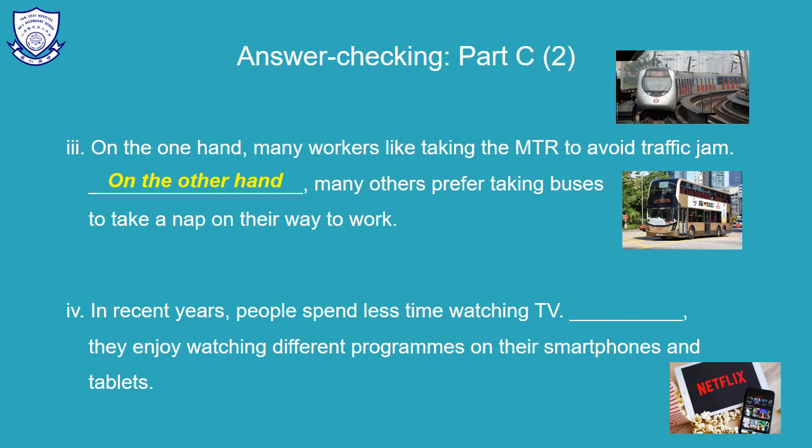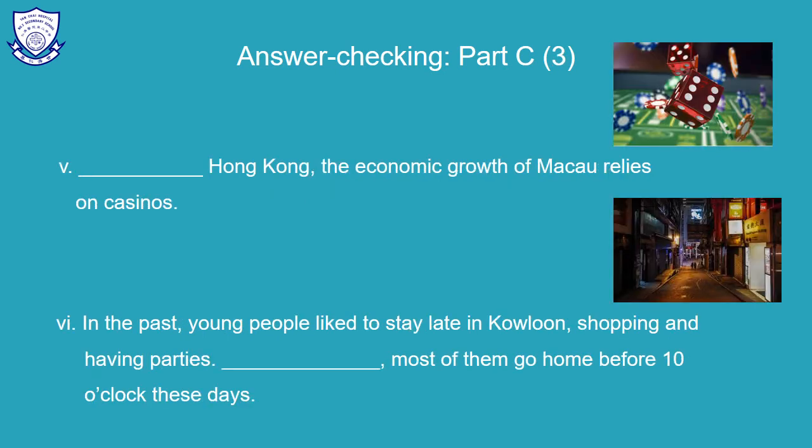Sentence number four. In recent years, people spend less time watching TV. Instead, they enjoy watching different programs on their smartphones and tablets. Sentence number five. Unlike Hong Kong, the economic growth of Macau relies on casinos.